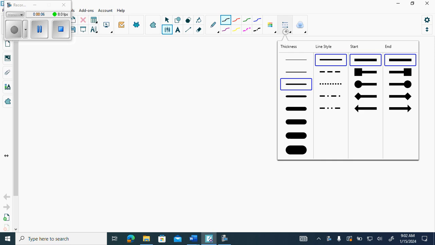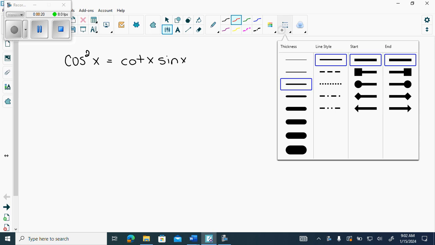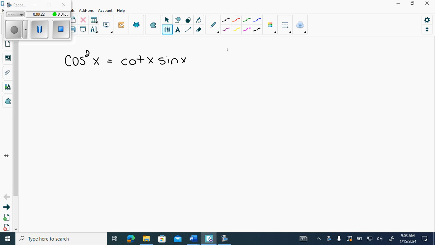That's okay. We have cos squared x, cotan x, sine x. And then we have cos squared x equals cos x over sine x times sine x. So we know we're going to get restrictions, and I said solve it between 0 and 360.